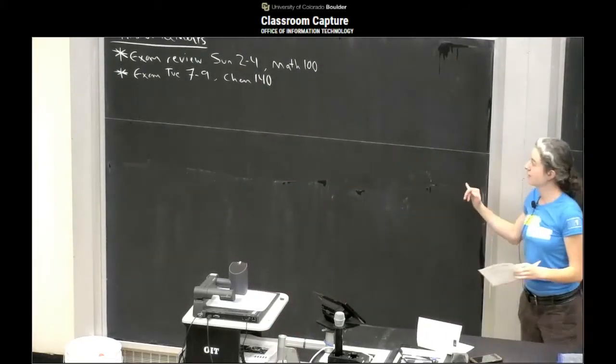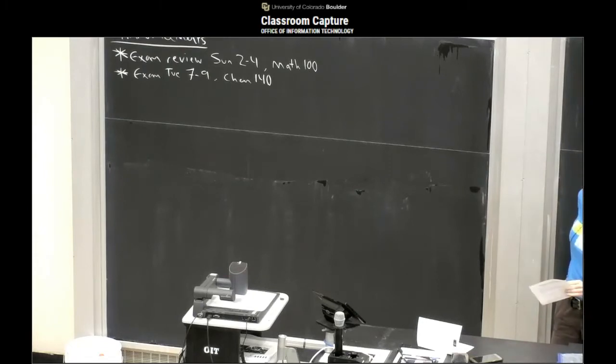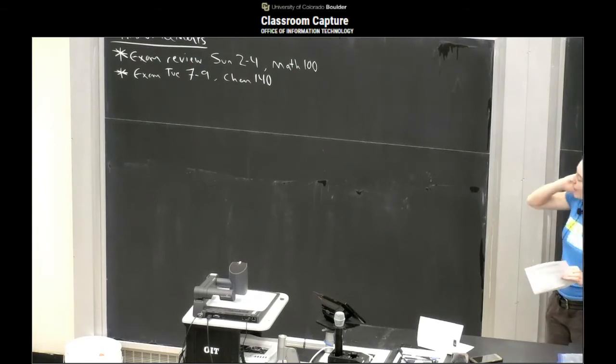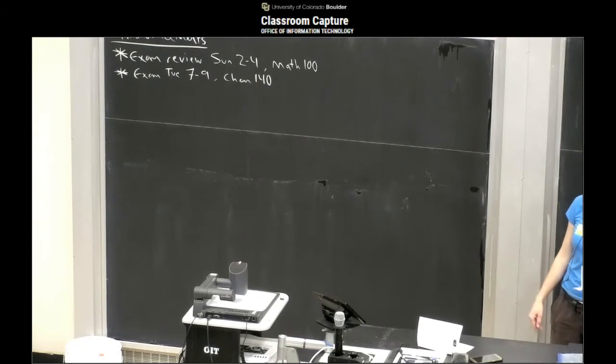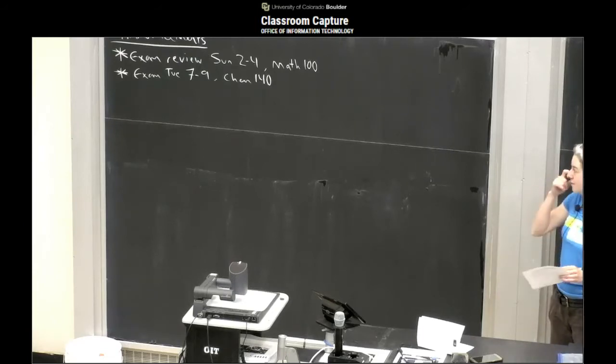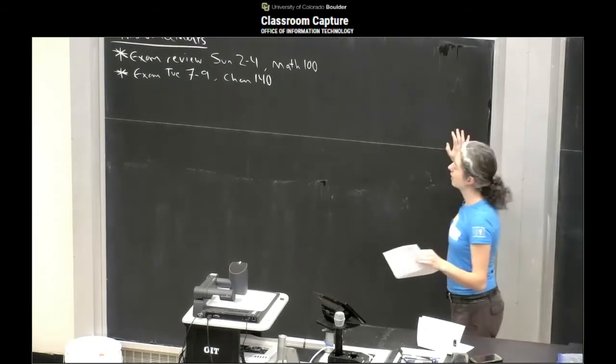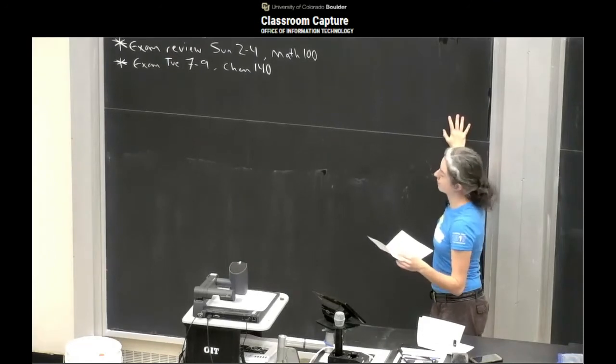So announcements are just reminders from last lecture that our exam review is going to be this Sunday afternoon, 2 to 4 p.m. in Math 100. And the exam is going to be Tuesday, 7 to 9 in Chem 140. So for the exam review, like always, I'm not going to have any stuff prepped. I'll just print out some old exams. And then if you guys come with questions or stuff that you want to go over, then we can totally go over that. And then the exam is going to cover up through the end of chapter 22.